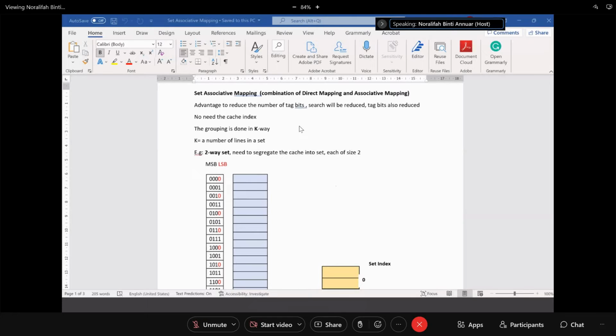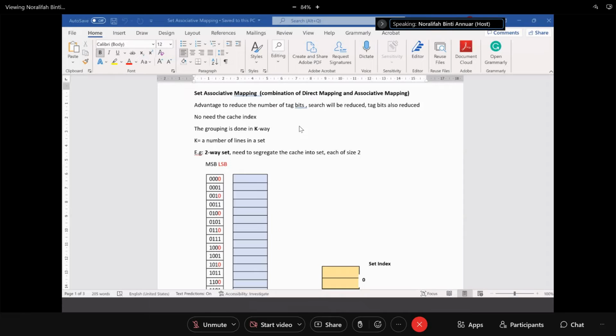Kalau you rujuk dekat buku rujukan, ada kata N-way, S-way, sama je. K is just a variable. K here represents the number of lines in a set. For example, two-way set. Two-way set meaning, apa maksudnya? Need to segregate the cache into sets, each of size K.